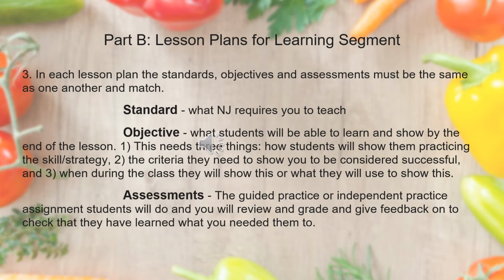And then from that, you're going to create your objective. This is what you want students to be able to learn and what they're going to show you by the end of this lesson. So every objective needs to have three things to it, three parts. First is how will students show that they are practicing that skill, right? How are they going to actually show you that they can do this? The second part is going to be what criteria they need to show you to be successful, to show that they've really learned this and not that they need help. The third thing is going to be when during class are they going to show this and do this. So you need to have all three of those parts in your objective.